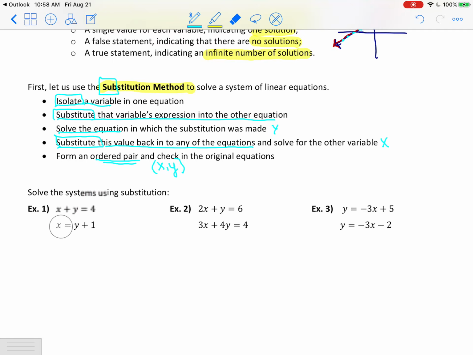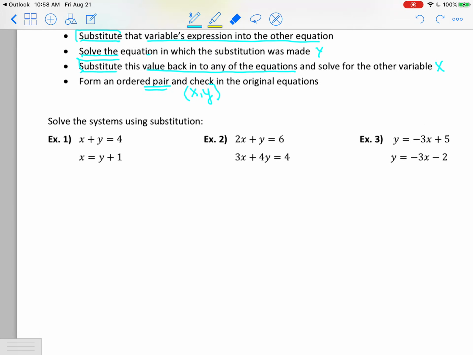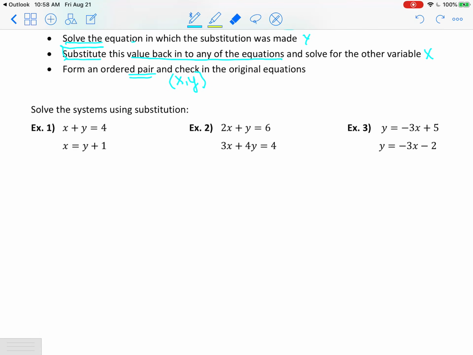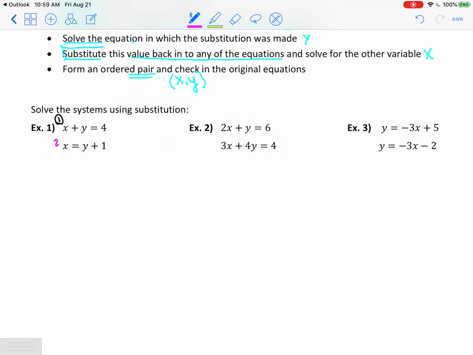All right, so let's practice this idea. Let's go ahead down here to example number 1. This particular example is set up very well for substitution. You notice that this first equation, we'll call equation number 1. We're going to call this one equation number 2.